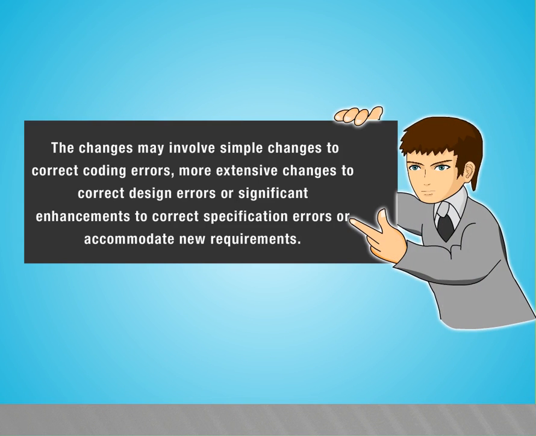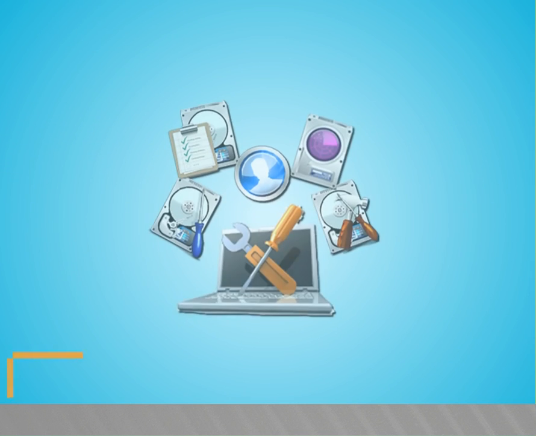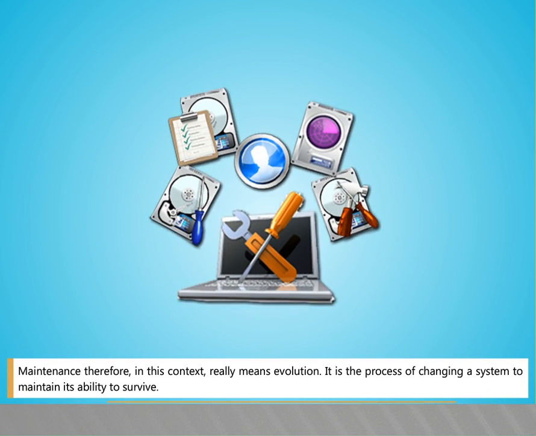The changes may involve simple changes to correct coding errors, more extensive changes to correct design errors, or significant enhancements to correct specification errors or accommodate new requirements. Maintenance, therefore, in this context, really means evolution. It is a process of changing a system to maintain its ability to survive.